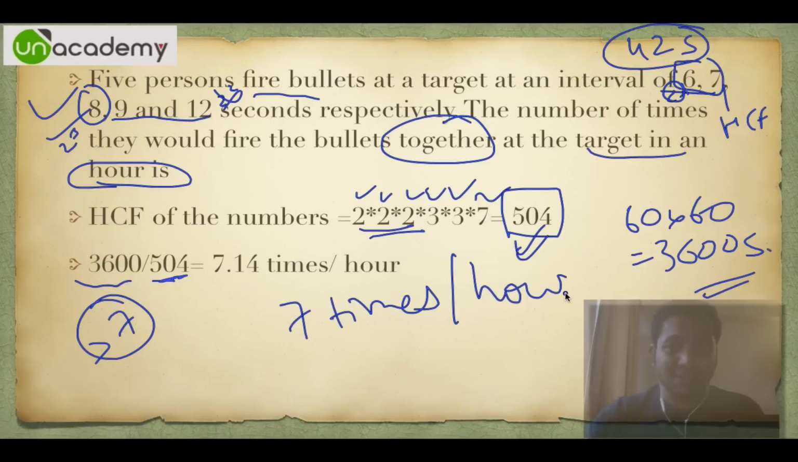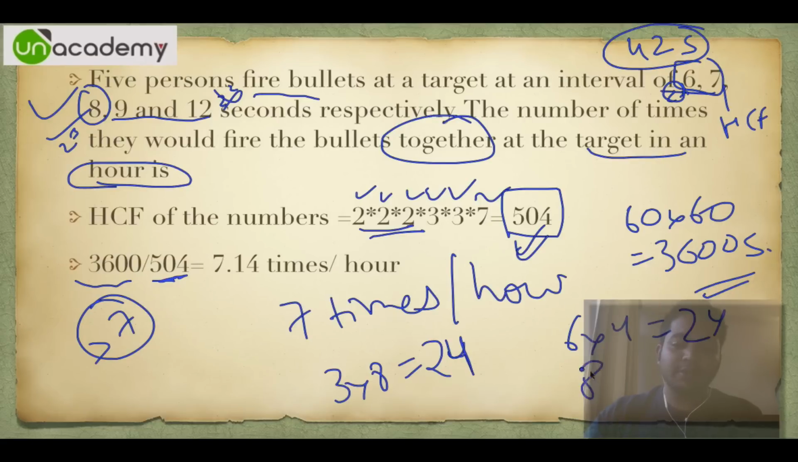Use common sense. Just forget this and just remember that you have 6 and 7 seconds. So you think that the 6 and 7 should be multiplied. What if there were 2 persons firing at 6 and 8 seconds? Then you'll multiply 3 into 8, so they will fire every 24 seconds. Is that understood? Because 6 into 4 is also 24 and 8 into 3 is also 24.